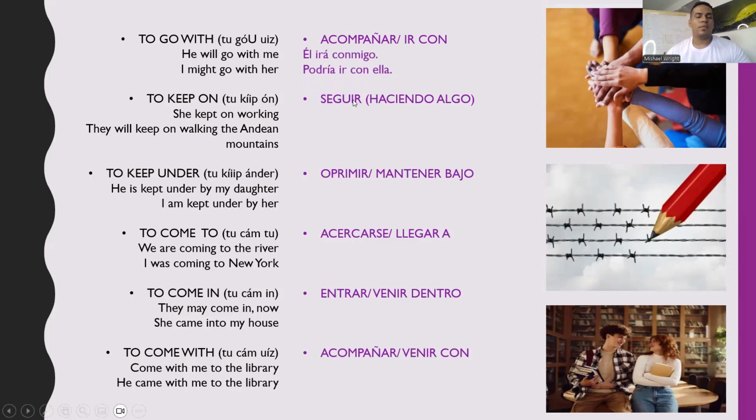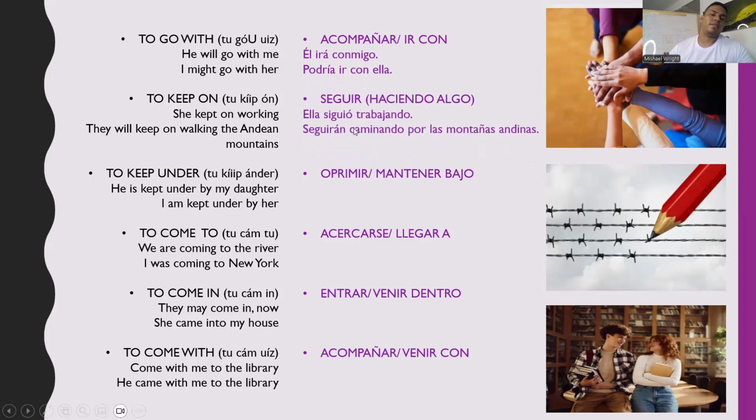To keep on, that is to keep doing something, right? So she kept on working. That is in past, right? They will keep on walking in the Andean mountains.